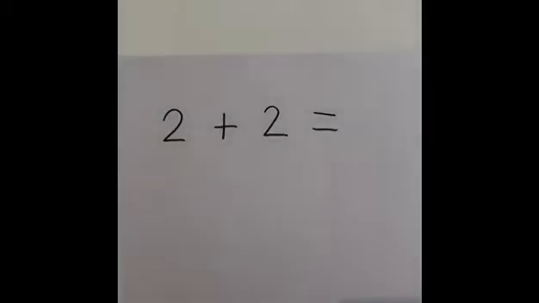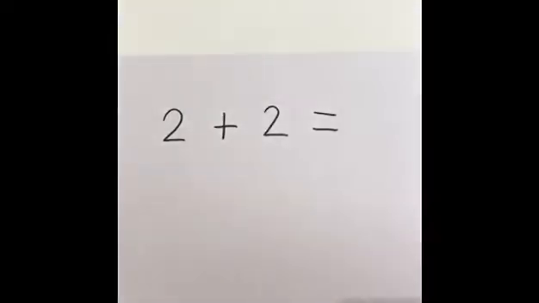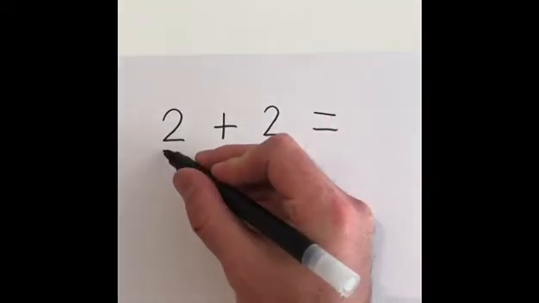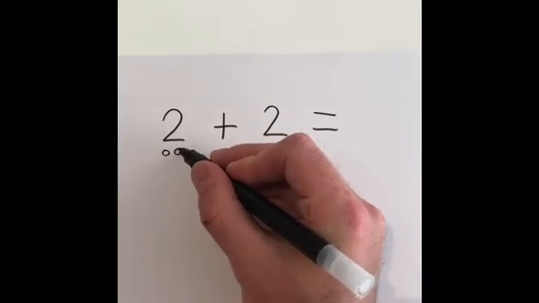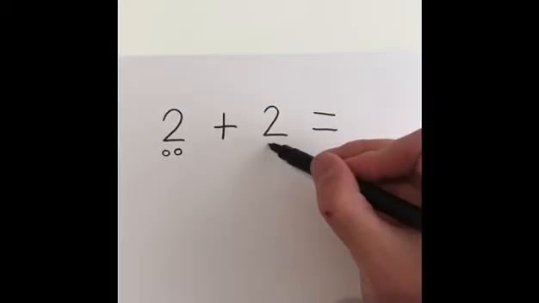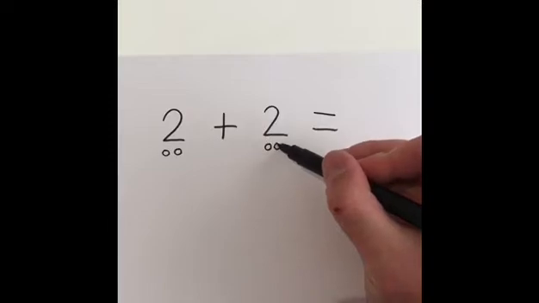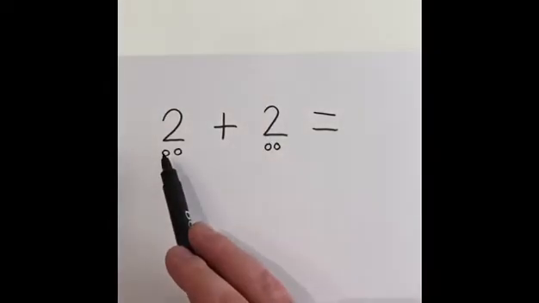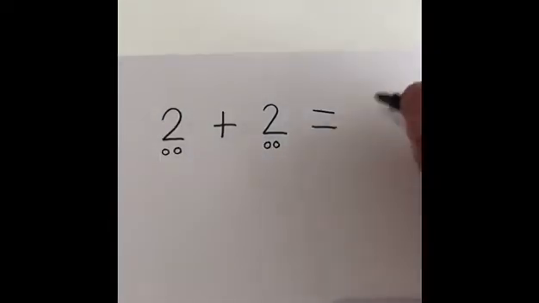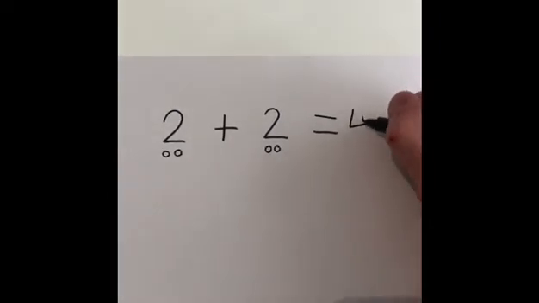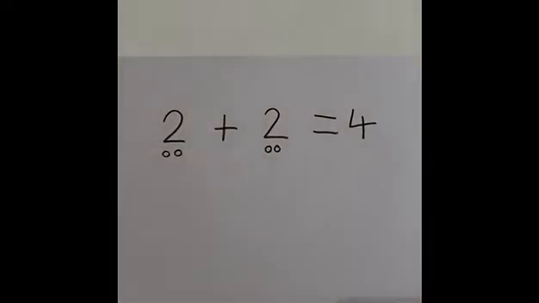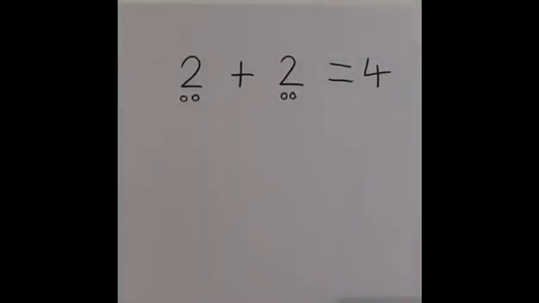To solve this, I'm not going to be using any toys or objects. I'm just going to use this pen. And I'm going to draw 2 objects underneath the first 2. And then I'm going to draw another 2 under the second 2. Now all we have to do is count up our circles and we can see the answer is 4. So 2 add 2 equals 4.